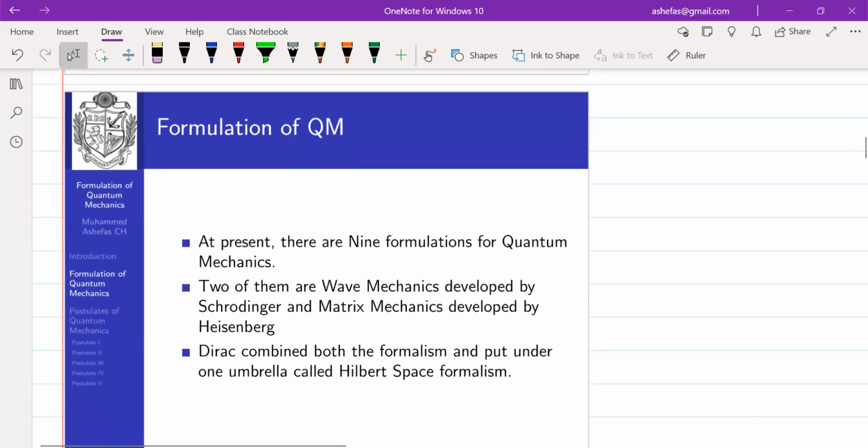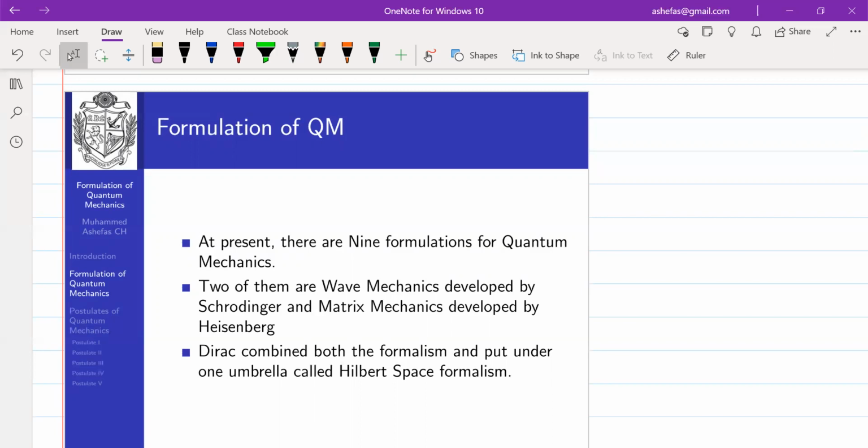Now we can go to the present scenario, which is our quantum mechanics. There are different formulations for quantum mechanics, namely the wave function formalism, the matrix mechanics, the path integral formalism, phase space formalism, density matrix formalism. So there are 9 different formulations available for quantum mechanics.